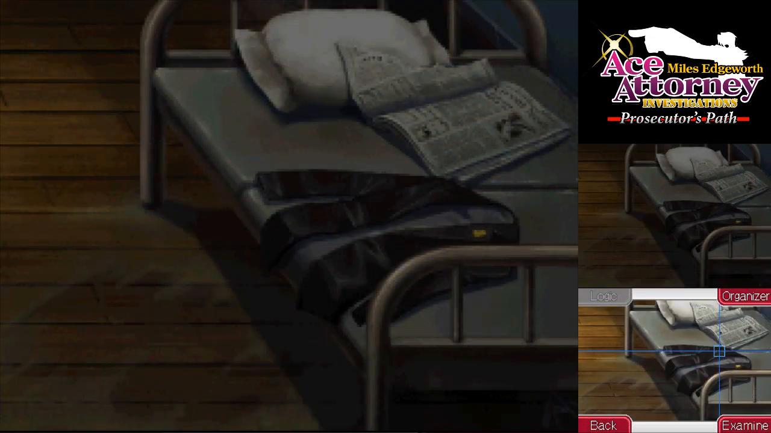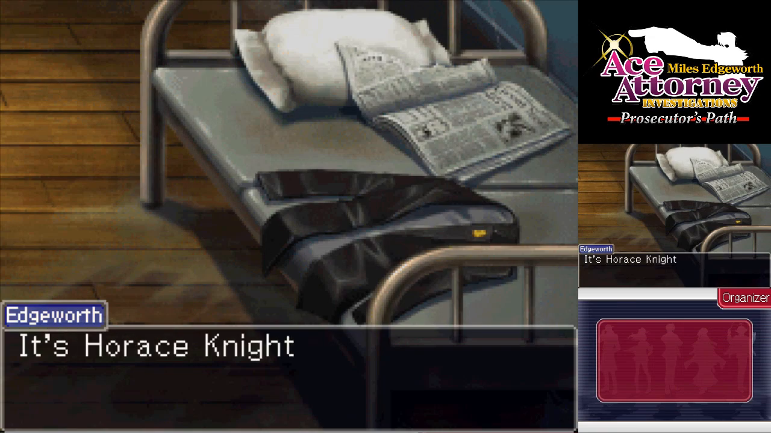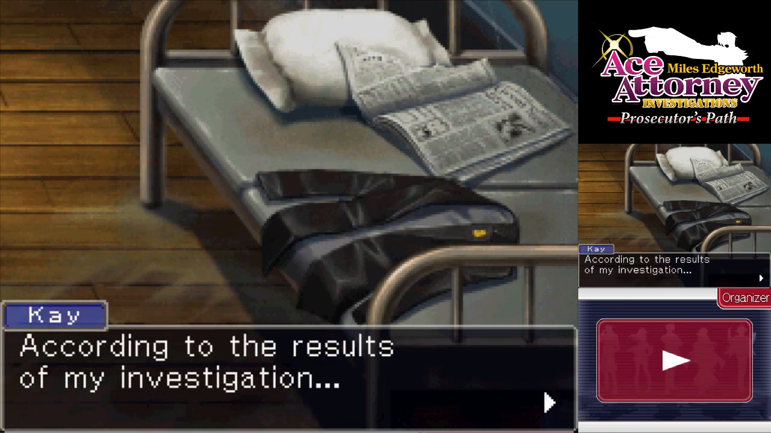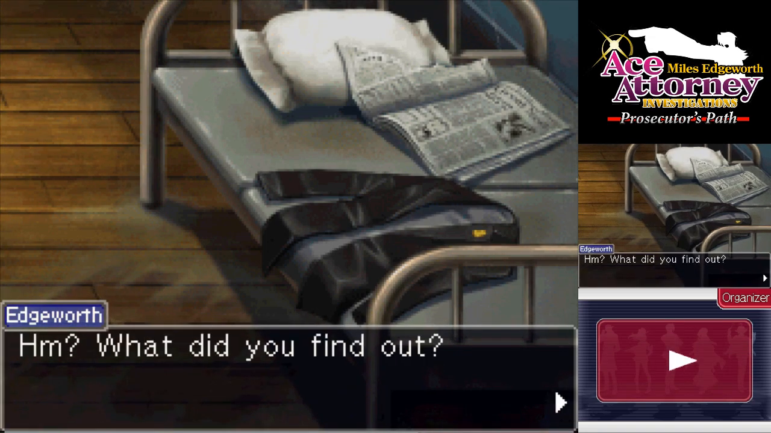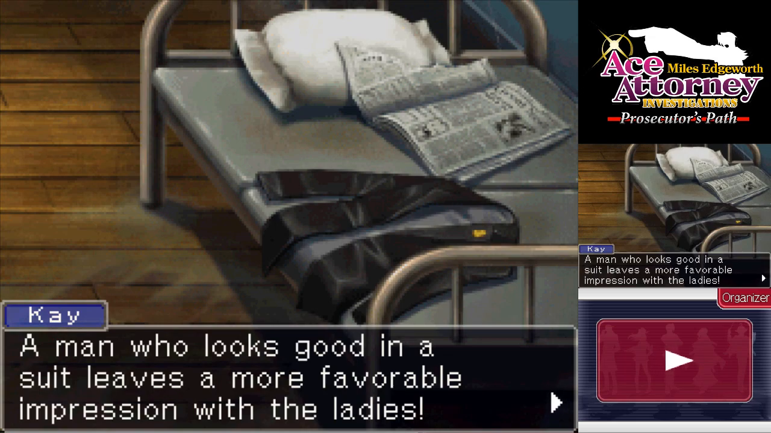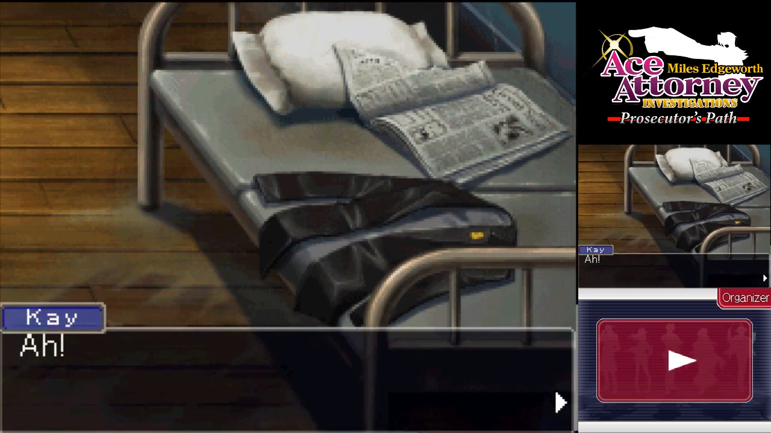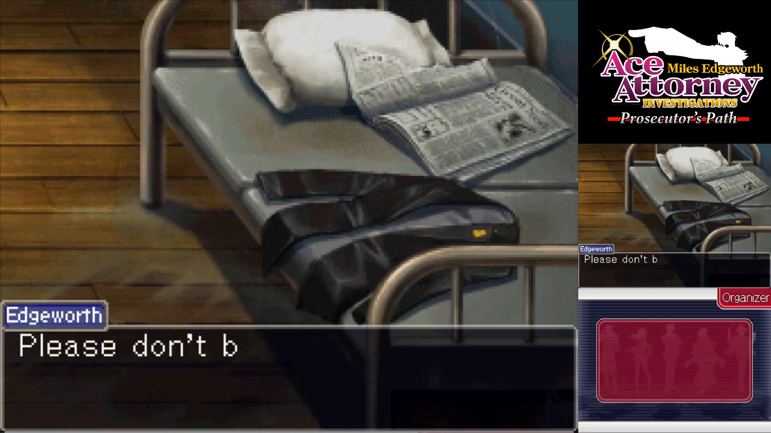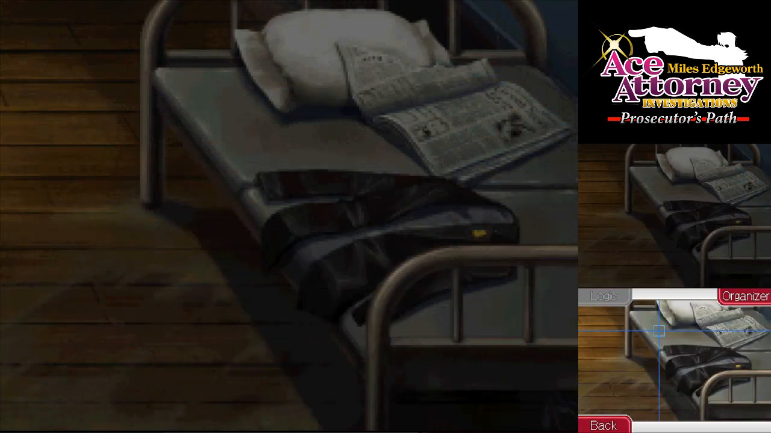Okay, so there's his jacket. It's Horace Knightley's suit. According to the results of my investigation, a man who looks good in a suit leaves a more favorable impression with the ladies. Next time I'll investigate men who look good in frills. Please don't bother.